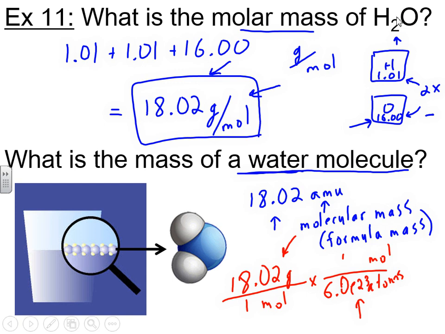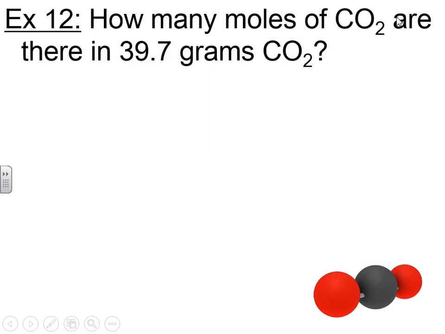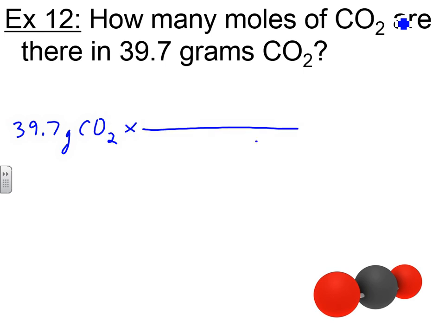All right, let's go ahead and finish up with a few examples. Here it says how many moles of CO2 are in 39.7 grams of CO2. So what we're going to do is do a conversion problem like we've done before. Put 39.7 grams of CO2, multiply by a conversion factor, and we'll have to go from grams of CO2 into moles of CO2. The relationship is from the periodic table. So a mole, how many grams?